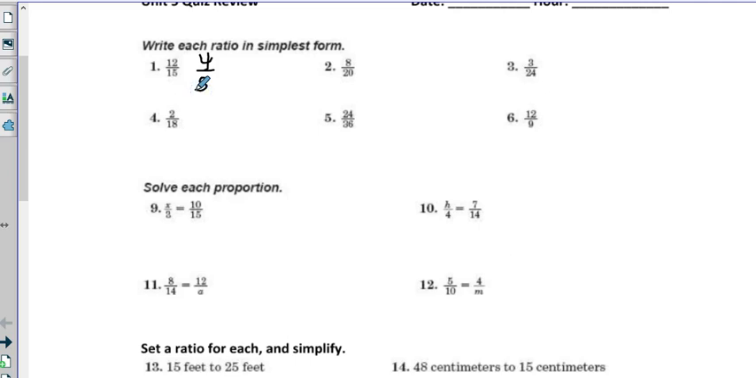What goes into 8 and 20? 4. 2 times and 5 times. And if you don't pick the biggest number, oh well, you just try again with another number afterwards. You just reduce it a second time. 3 goes into both, so 1 time and 8 times. 2 goes into both, 1 time and 9 times.